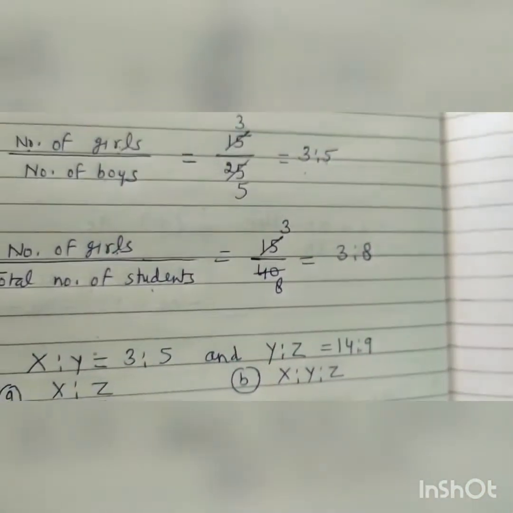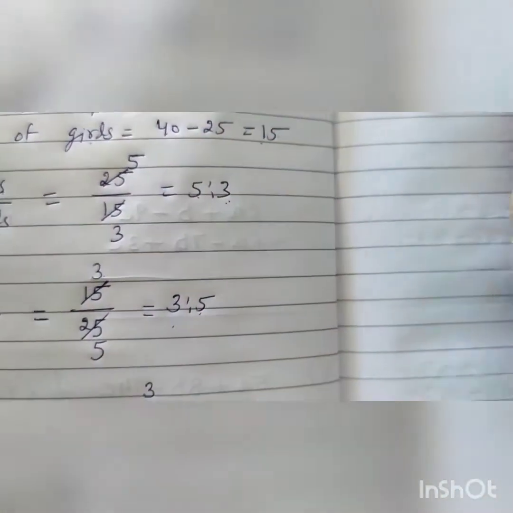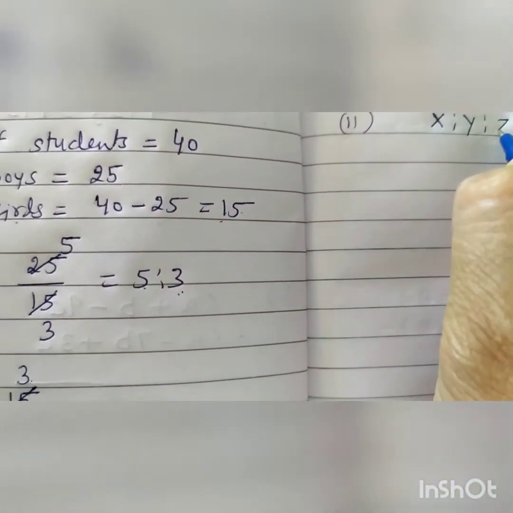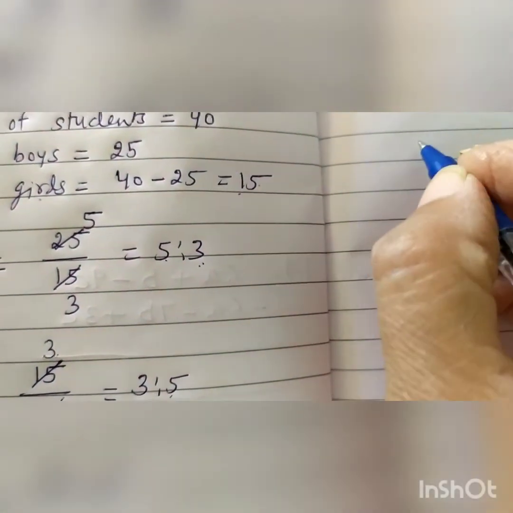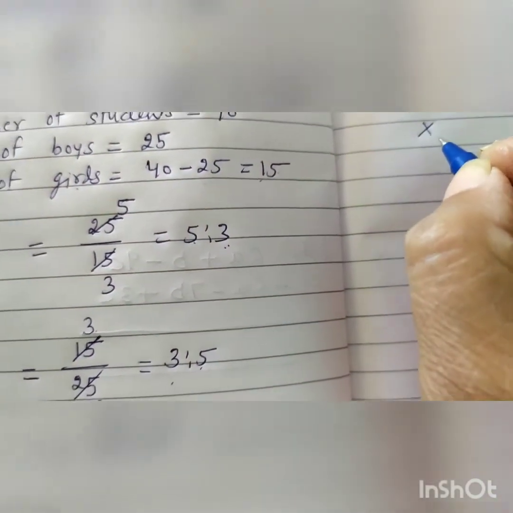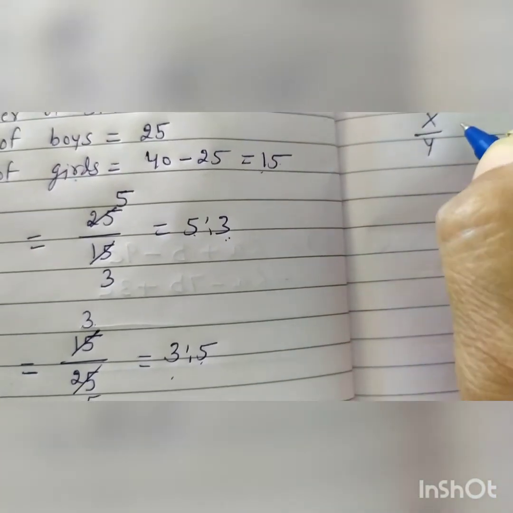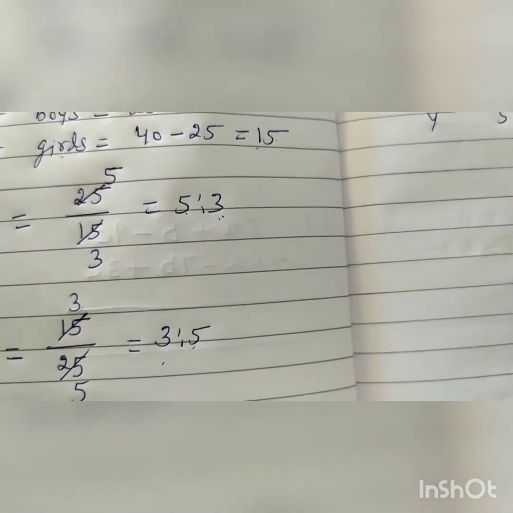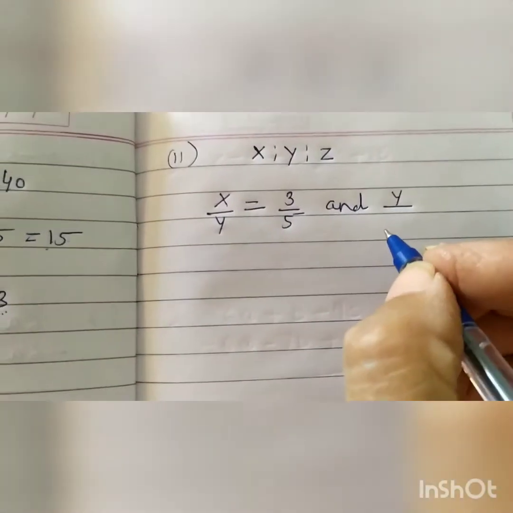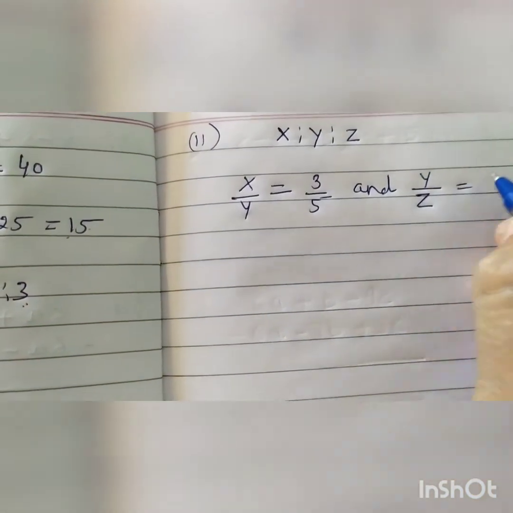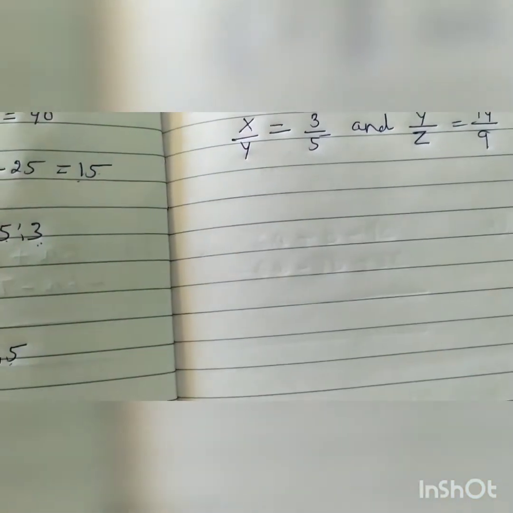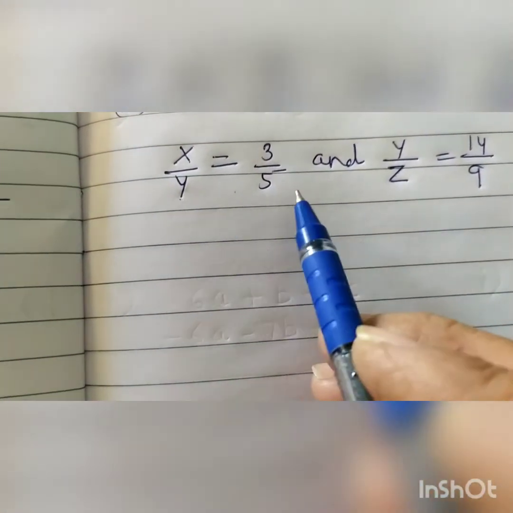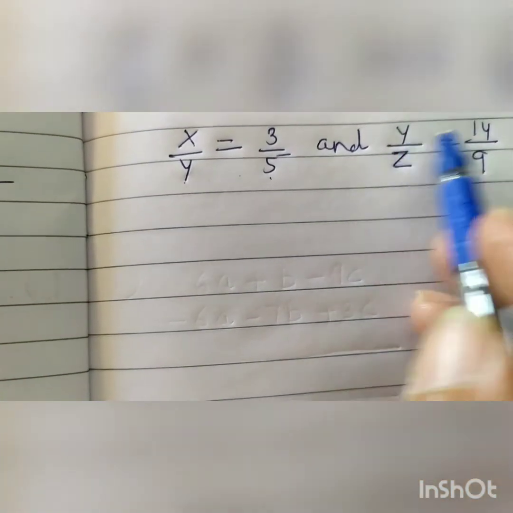Now come to its second part. In the second part we have to find the value of x ratio y ratio z. Now x upon y is equal to 3/5 and y upon z is equal to 14/9. Now students, see here two values of y. Here the value of y is 5 and here the value of y is 14.